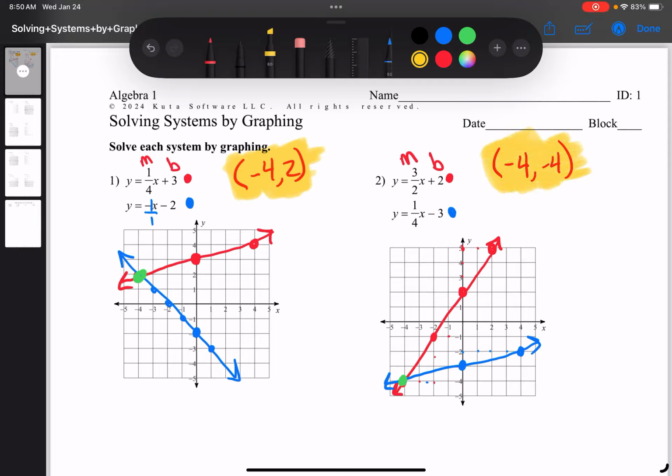That's how you do these problems. Graph the two lines. Where the two lines cross is the answer. If they don't cross, the answer is no solution. And if they're the same identical line, the answer is infinite solutions or all real numbers.